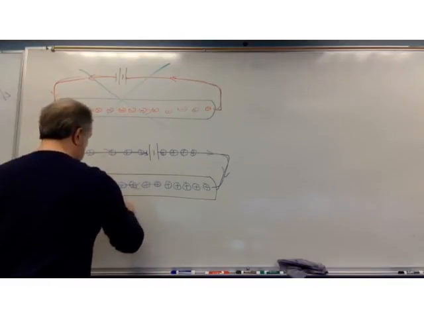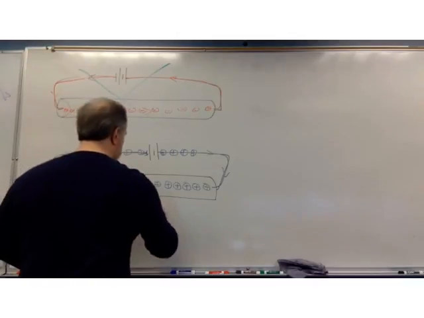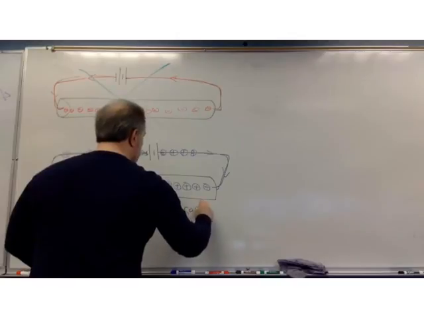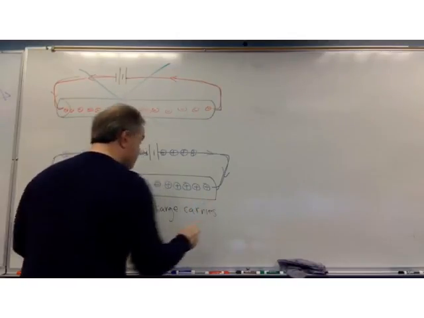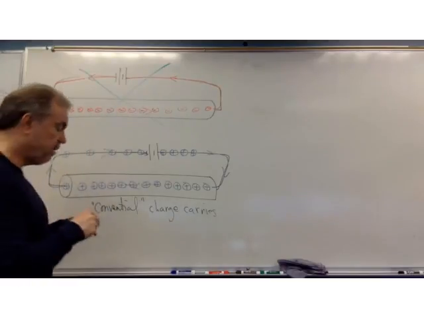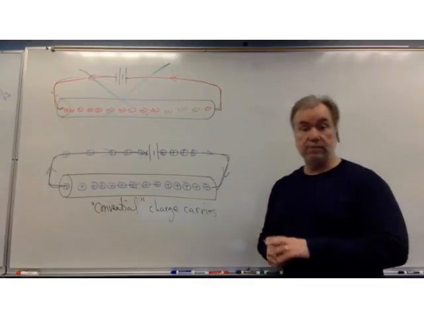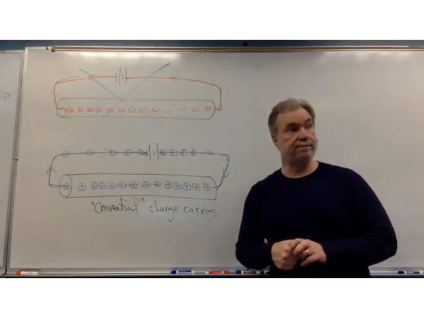In any case, for that reason, these imaginary charges have a name, and they are called conventional charge carriers. They're not anything physically real. They're not protons. They're not electrons. They're not positrons. They are imaginary objects, but they carry exactly the same amount of charge as an electron does, 1.602 times 10 to the minus 19 coulombs.